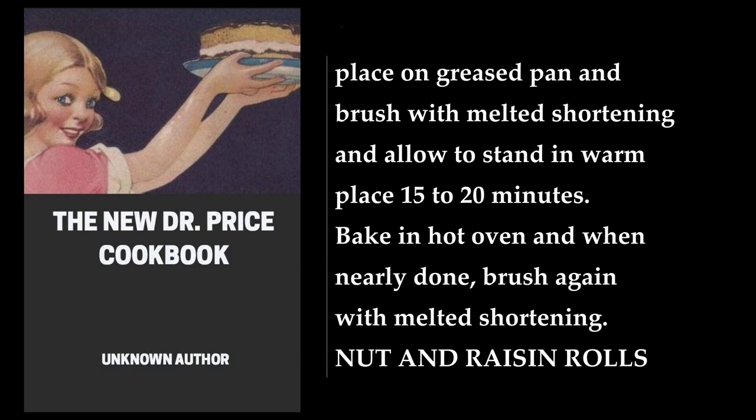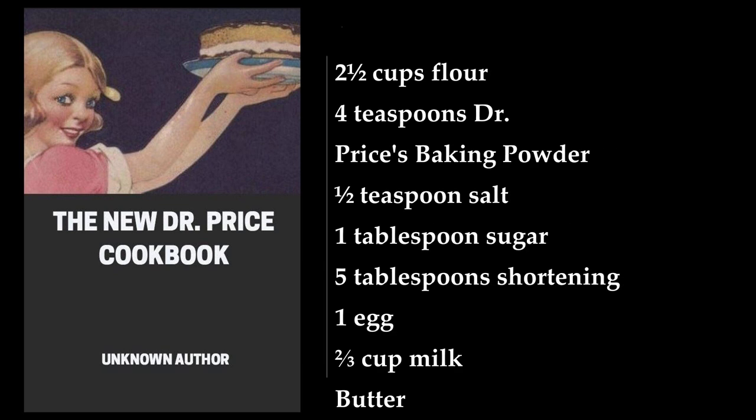Nut and raisin rolls. 2 1/2 cups flour. 4 teaspoons Dr. Price's baking powder. 1/2 teaspoon salt. 1 tablespoon sugar. 5 tablespoons shortening. 1 egg. 2/3 cup milk. Butter. Raisins. Chopped nuts. 1/2 cup sugar.